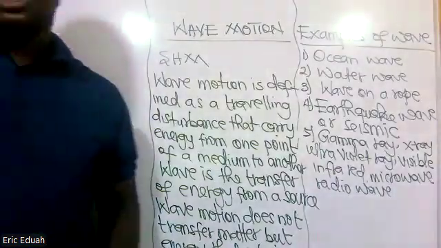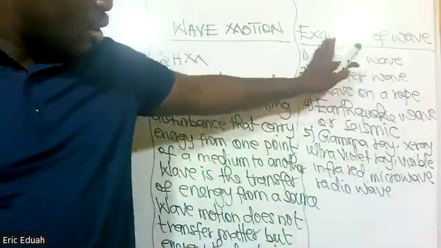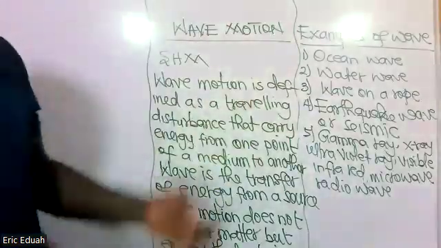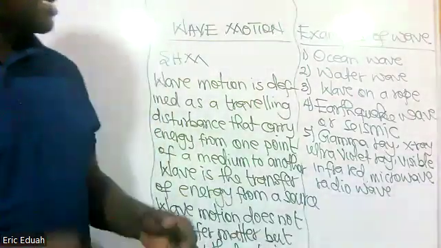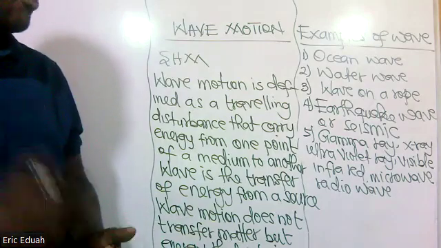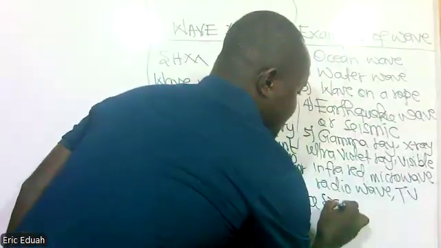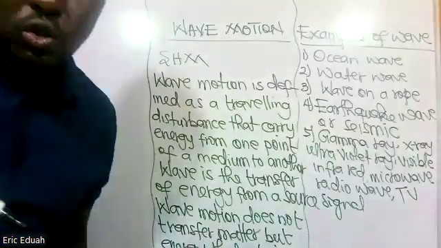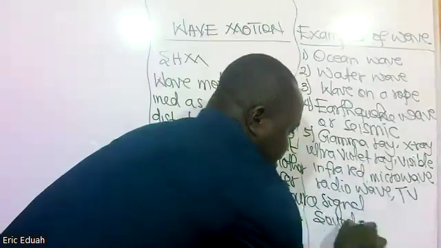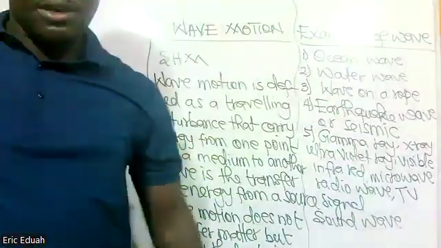So when we talk about some examples of waves, we can list all these: ocean wave, water wave, wave on a rope, earthquake wave or seismic wave, gamma ray, X-ray, ultraviolet radiation, visible light, infrared, microwave, radio waves, TV signals. And we can also talk about sound wave. These are some examples of wave.